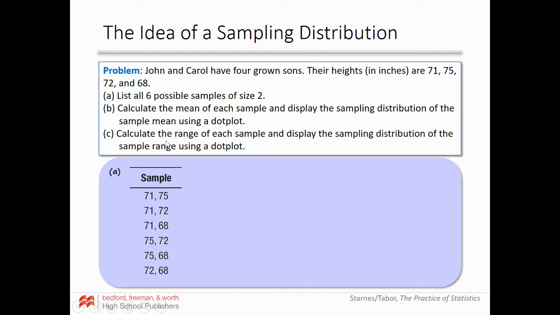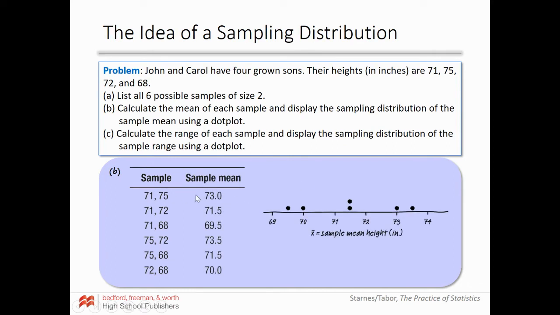All right. And now I'm going to calculate the mean of each one. So I would just add them up and divide by 2. And I get all the means. And now I plot them. So I then plotted each one of these. So each dot is a sample mean. This is 73 right here. 71 and a half is right here. 69 and a half is right here. 73.5 is right here. 71.5 is right there. And 70 is right there.